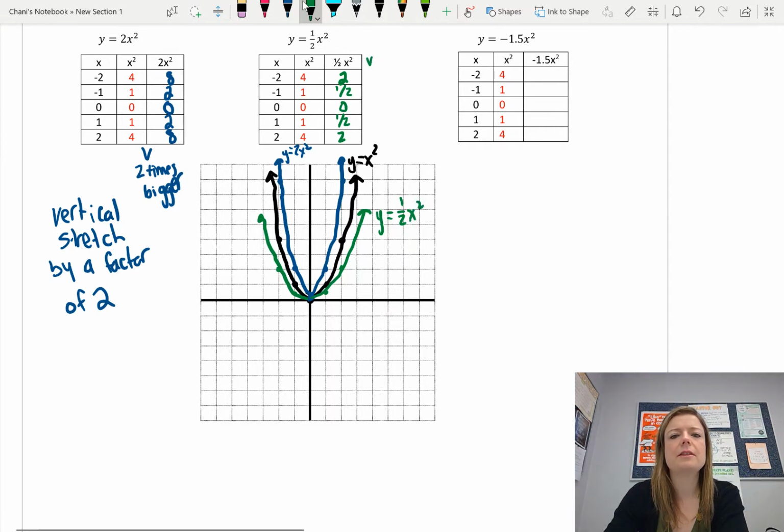So we say that this is a vertical compression by a half.